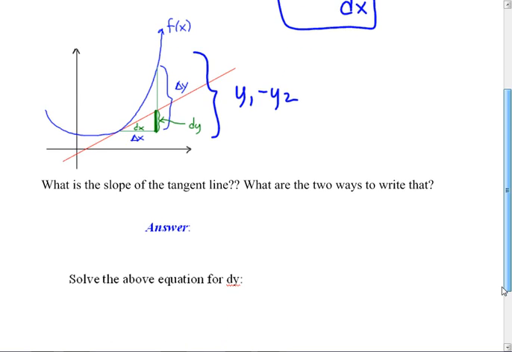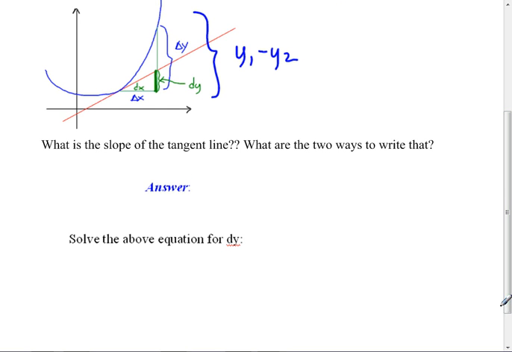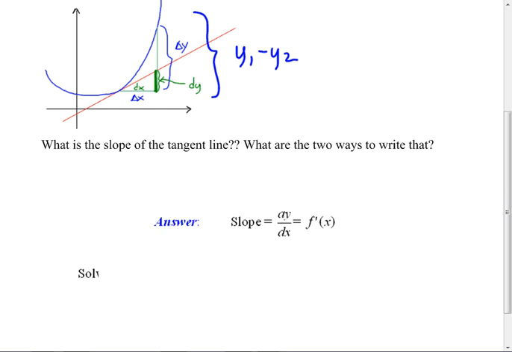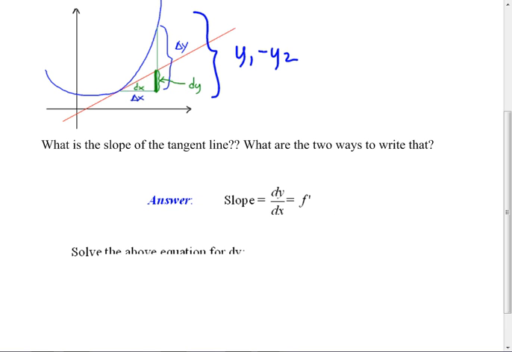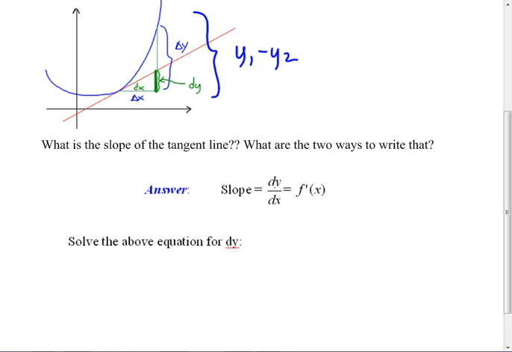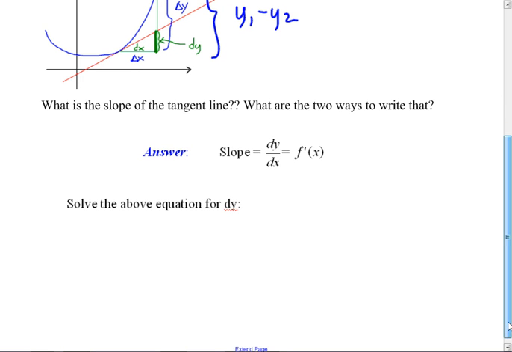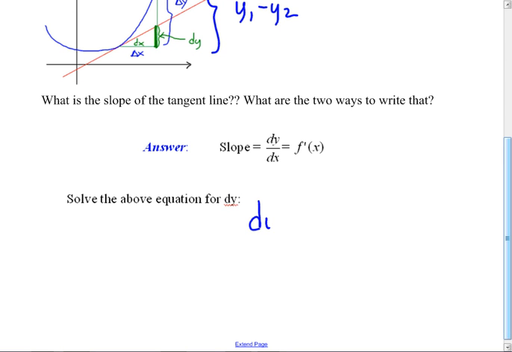So what's the slope of the tangent line? Solve this equation for dy. So if you solve for dy, the change on the tangent line is equal to the derivative of the function times the change along the x.